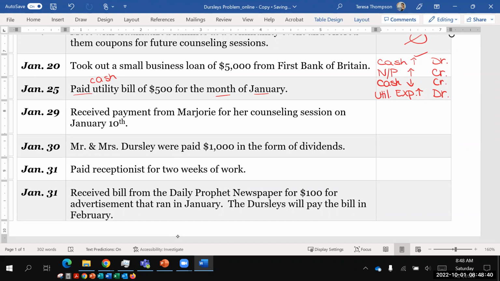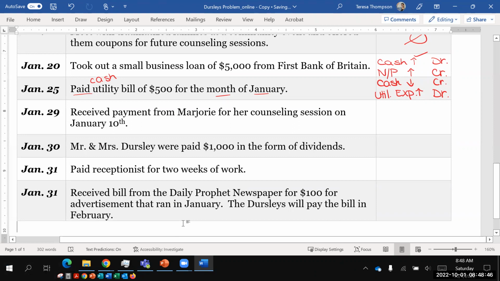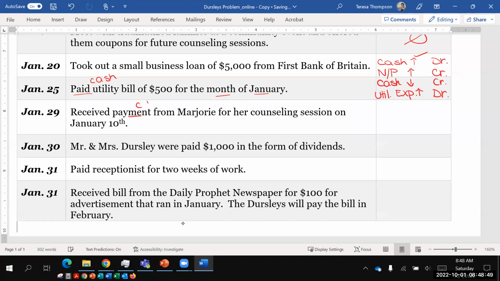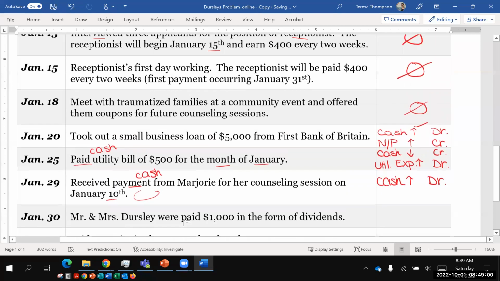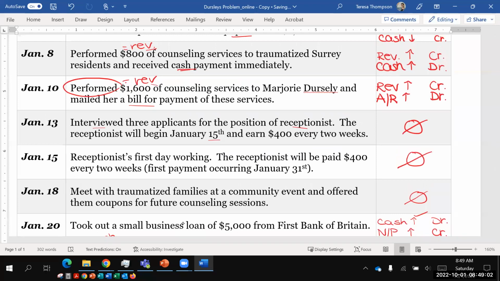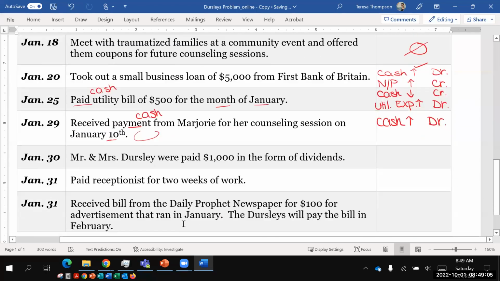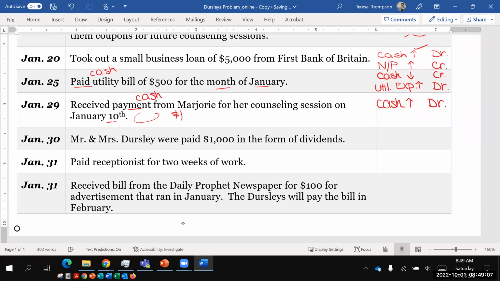We received payment. So we received cash, cash is coming in. So we definitely need to record that cash coming in. Notice there's no amount here, but they are referring you back to January 10th. On January 10th, we mailed a customer a bill for $1,600. So your amount is $1,600. It says we received the payment, so we're going to assume that's full payment.